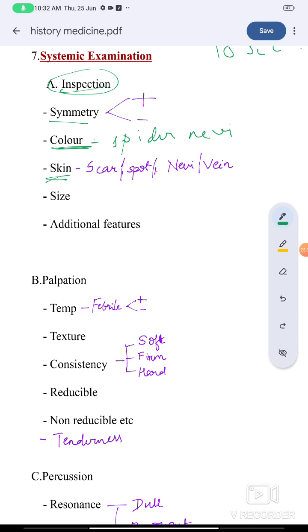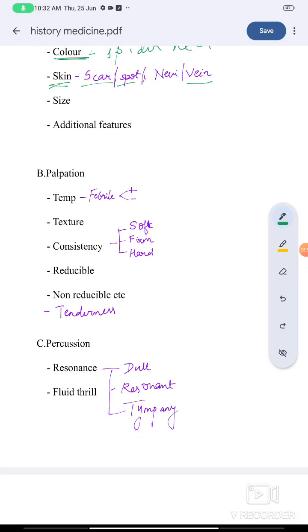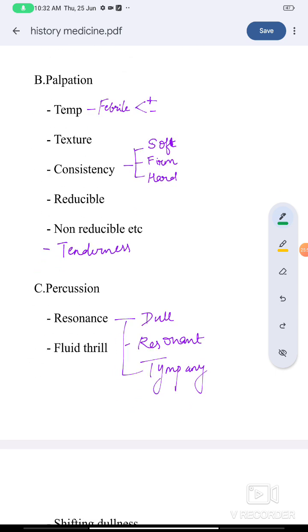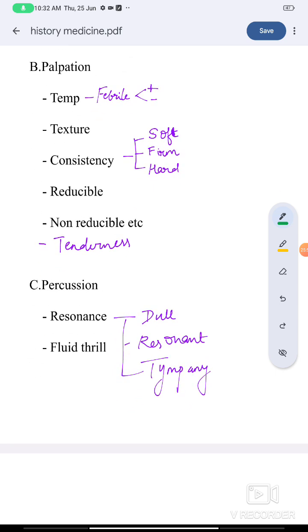Next comes the skin. So the skin overlying, you have to note for any scar, spot or presence of any vein, etc. Next comes, if there is a swelling, then you have to note its size. Next is palpation. Now you have to palpate the patient quadrant by quadrant firmly and after asking proper consent, obviously.